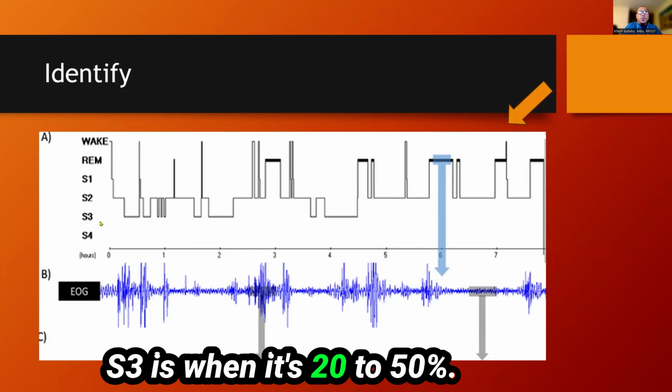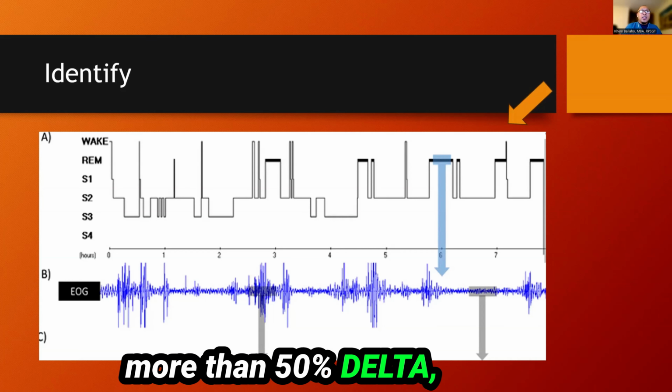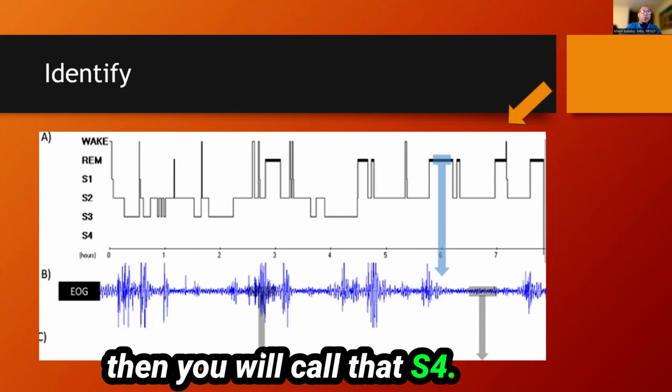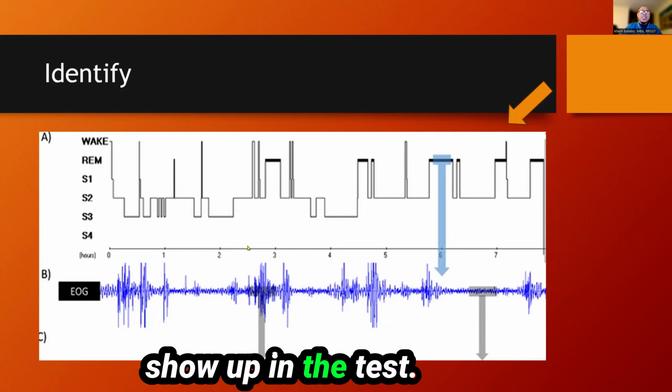S3 is when it's 20 to 50% deep sleep, delta waves. But if you have more than 50% delta, then you will call that S4. All right, but you don't need to know that anymore because that's not going to show up in the test.